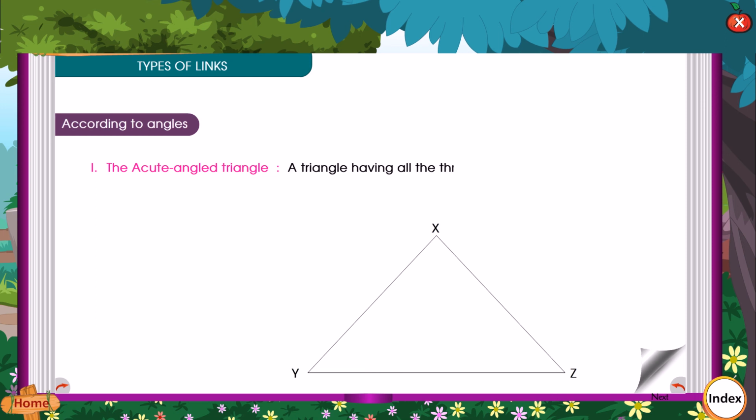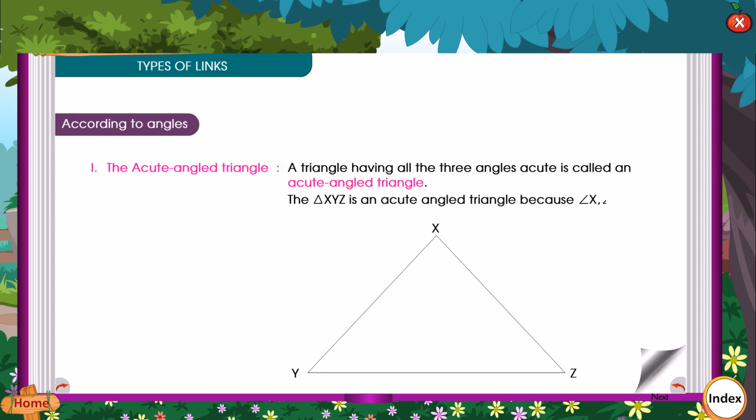According to angles. 1. The acute angled triangle. A triangle having all the three angles acute is called an acute angled triangle. The triangle XYZ is an acute angled triangle because angle X, angle Y and angle Z are acute.